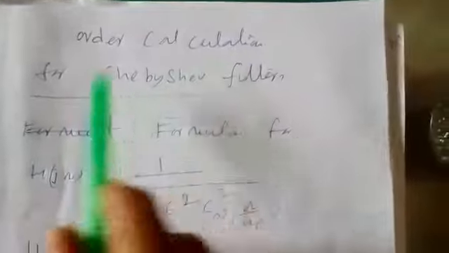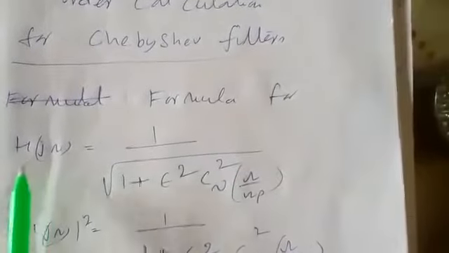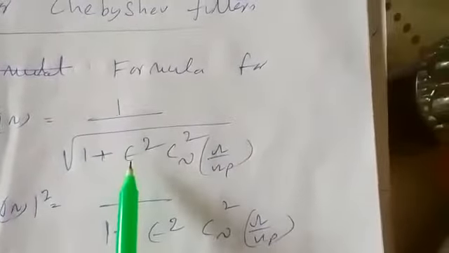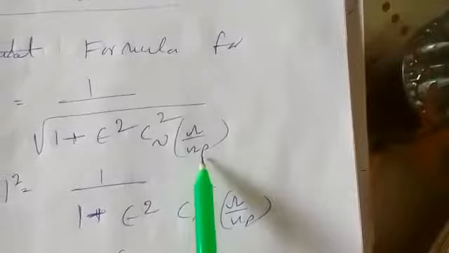Coming to the order calculation of Chebyshev filters, this is the formula they derived: H of j omega is equal to 1 by root over 1 plus eta square, or epsilon square, whatever it may be. This is a parameter variable, Cn square of omega by omega p. Here omega p is the pass band. Squaring both sides, H of j omega whole square is equal to 1 by 1 plus eta square or epsilon square Cn square of omega by omega p. This is what is called a Bessel function.